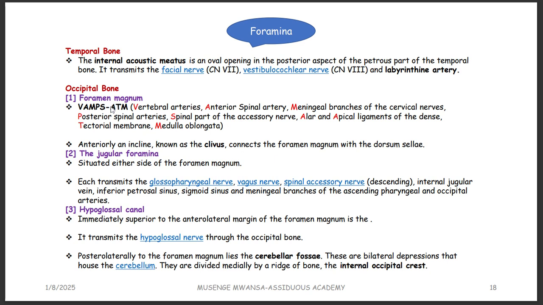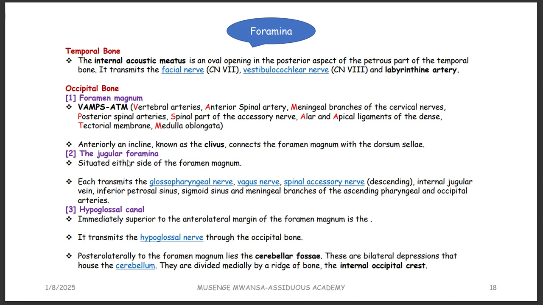And then the other A here is the alar and the apical ligaments of the dens. Actually, the axis and the atlas, when they connect, are going to be held by these ligaments, which we call the alar and the apical ligaments. And then the T is the tectorial membrane. And then the M is the medulla oblongata, which will continue as a spinal cord. So these are the main contents of the foramen magnum.